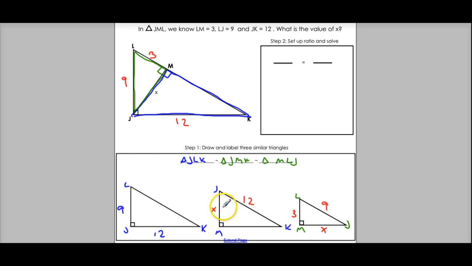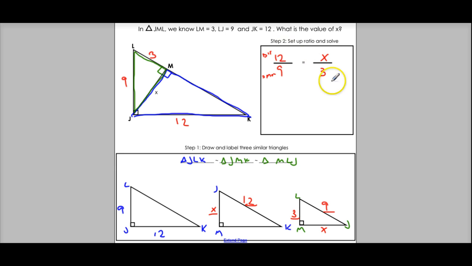Looking at this, I see that if I wanted to solve for x, I could say 12 is to 9, right? These hypotenuses of these two smaller triangles, so I'm going to write that. 12 is to 9. This is the big hypotenuse over the small hypotenuse. So 12 is to 9 as x is to 3. Right? So I could set that ratio up to solve.